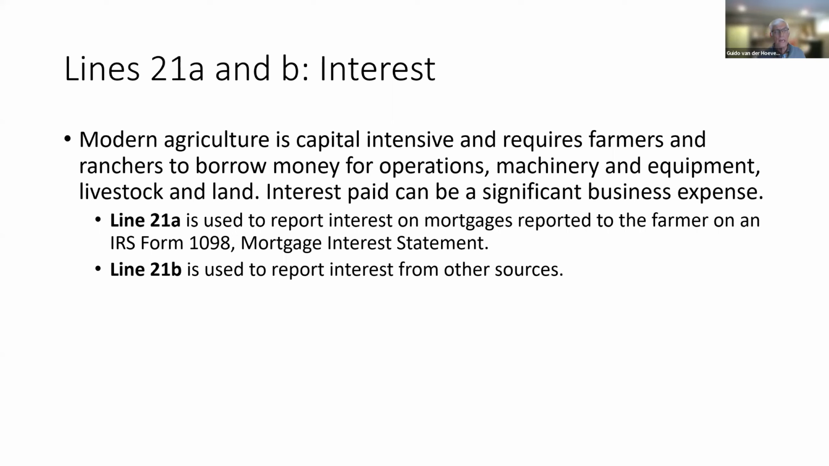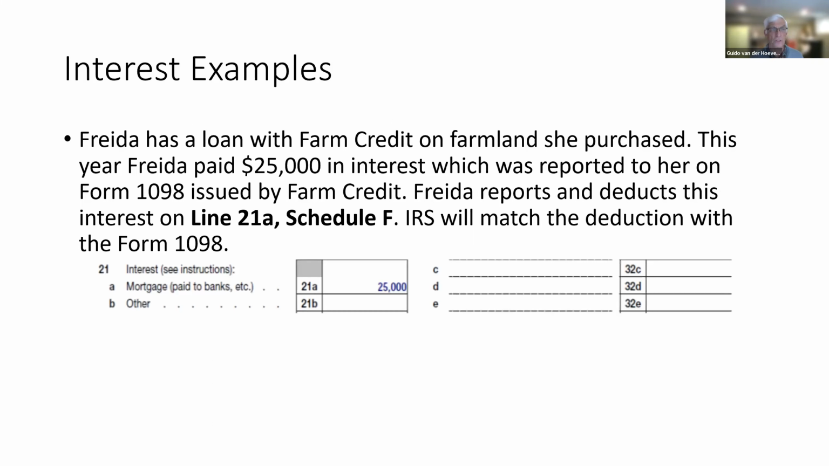Lines 21A and B is where we deduct our interest. Now, farming is capital intensive. Many operations borrow money, and they do that. Line 21A is used to report interest from mortgages, where the farmer is reported to have paid that interest on a 1098 mortgage interest statement. Line 21B is for interest from other sources.